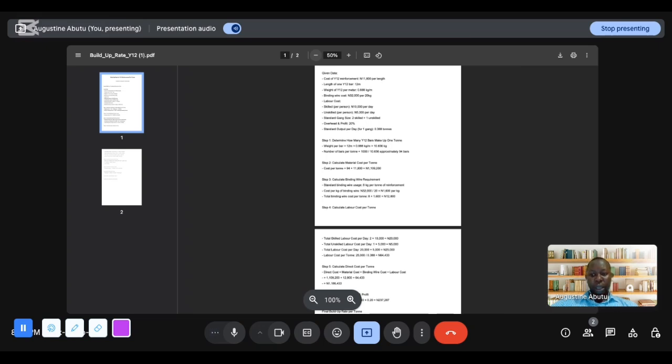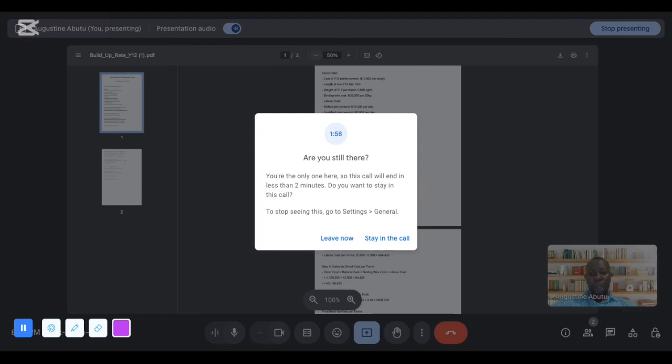So to know the whole total cost, we'll add the cost per ton for materials, which is 1,109,200. Then we'll add our binding wire as well, which is 12,800. And then we'll add our labor cost.